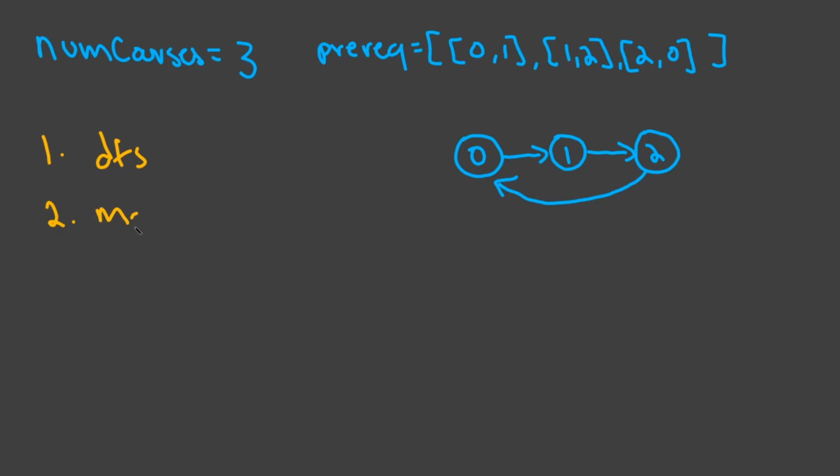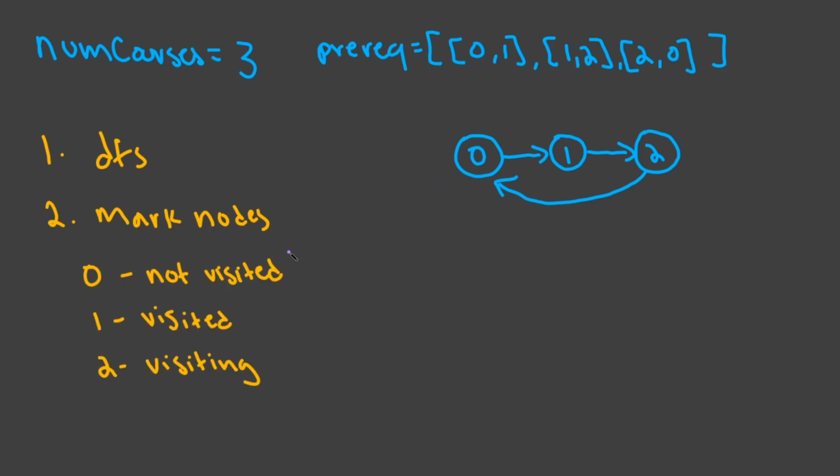So mark nodes. And normally we only mark the nodes as visited or not visited. But for this example here, we have to keep track of whether we have a cycle or not. So we're also going to add a third option, and we're going to call it visiting. So here are the three options we can label the nodes as.